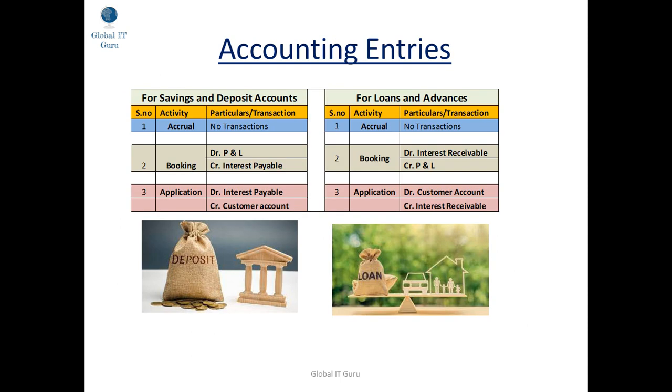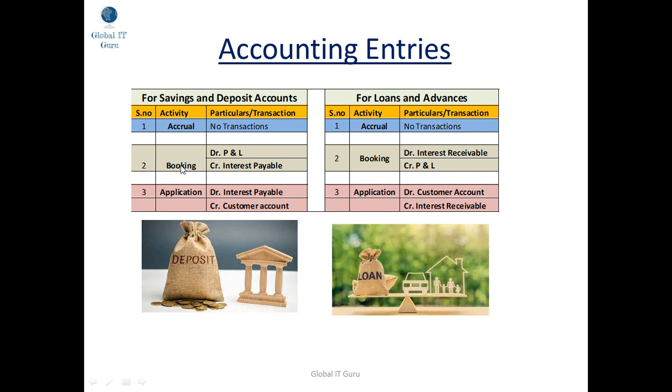On the next slide we have accounting entries. I have divided it here into two parts: saving and deposit accounts, and loans and advances. These are the accounting entries we have. If you see here, the first process will be accrual. For accrual, there is no transaction for loans and advances, and for saving accounts and deposit accounts also. Savings and deposits means our regular saving accounts with the banks, and deposits means TD, FD, RD, whatever. So these are deposit accounts, and for loans and advances, the accrual also has no transaction entry. Coming to the second part, booking, this is the interest booking process.